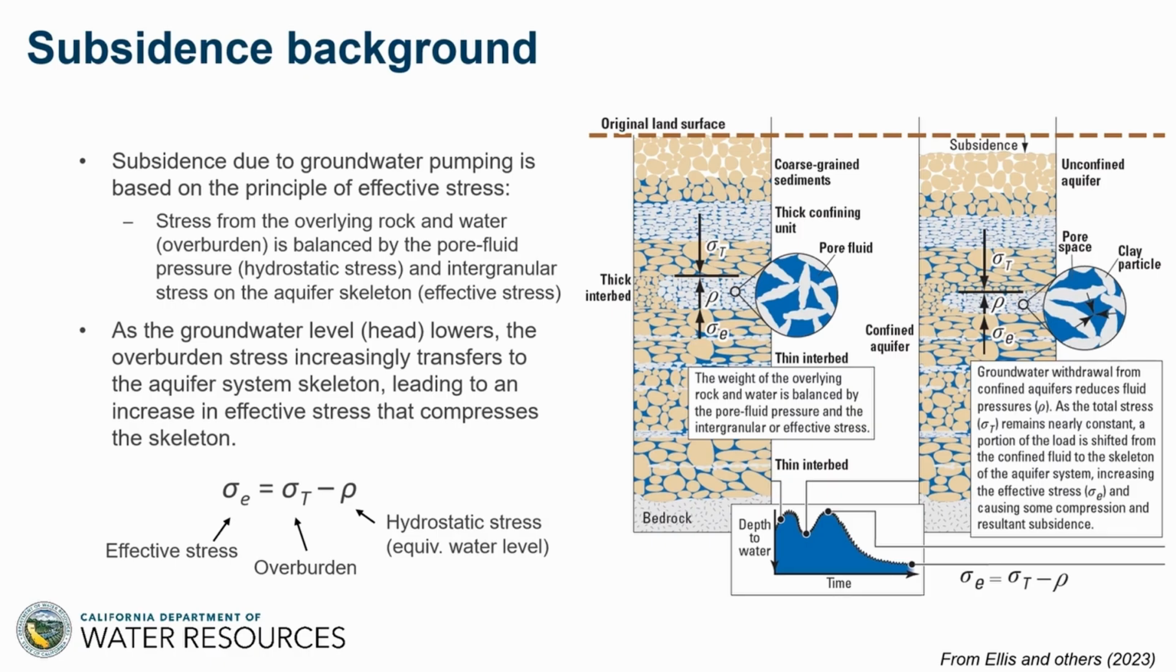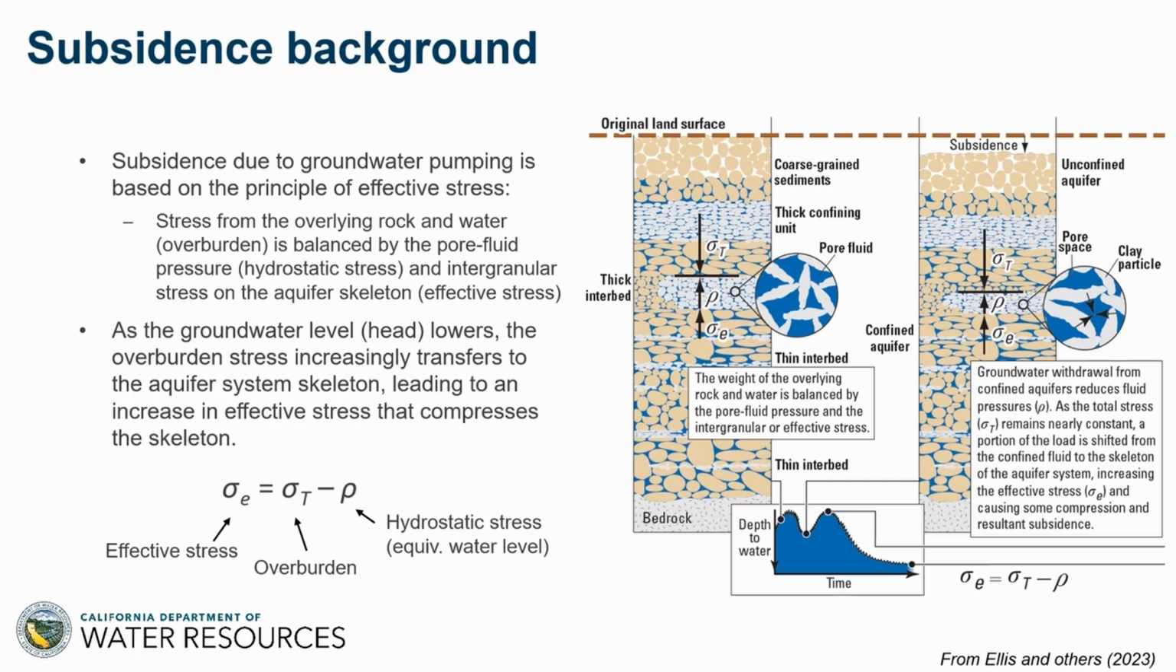On the right side of the screen, you can see the diagram illustrating the overburden, which is the arrow pointing downward on the first column, balanced by the effective stress, and the hydrostatic stress, which are the arrows pointing upward. As the pore fluid pressure decreases, which is expressed here in this presentation as a groundwater level, the overburden stress increasingly transfers to the skeleton of the aquifer system, which leads to an increase in the effective stress. That increase in effective stress compresses the aquifer system skeleton, which results in subsidence.